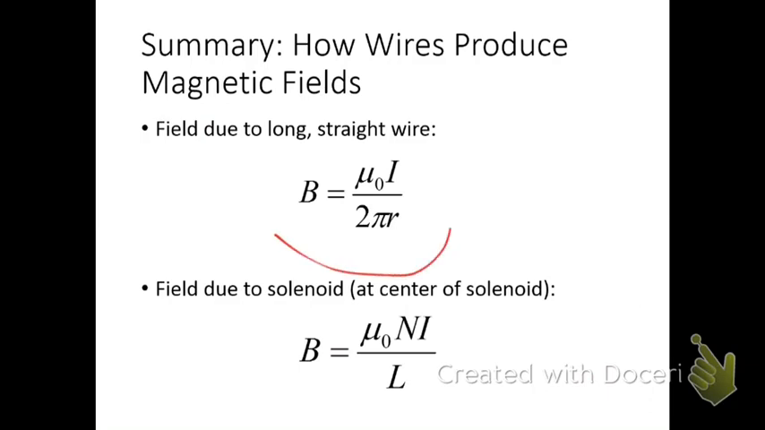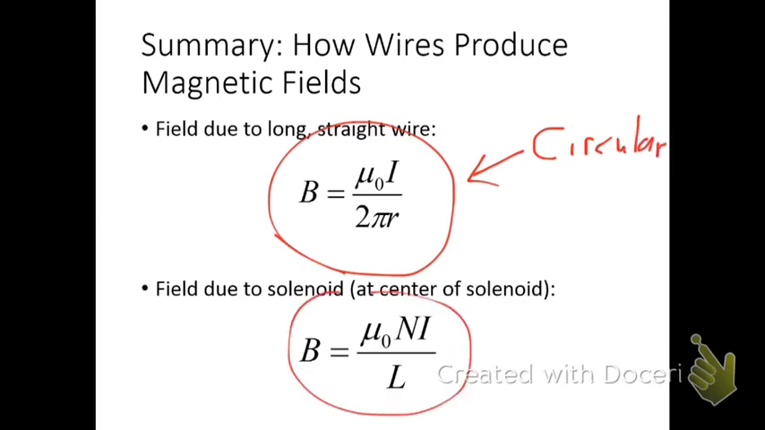That's one summary. The other is how it's basically the opposite direction, how wires or electricity can make magnetic fields. If it's a straight wire, B equals mu naught I over 2 pi r, and it's a circular magnetic field. If it's a circular wire, B equals mu naught N I over L, and it is a straight magnetic field, at least in the middle of that solenoid. Whew, and that is all you need to know about magnetism.